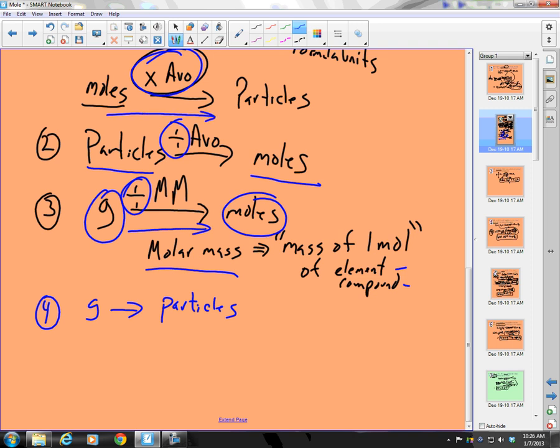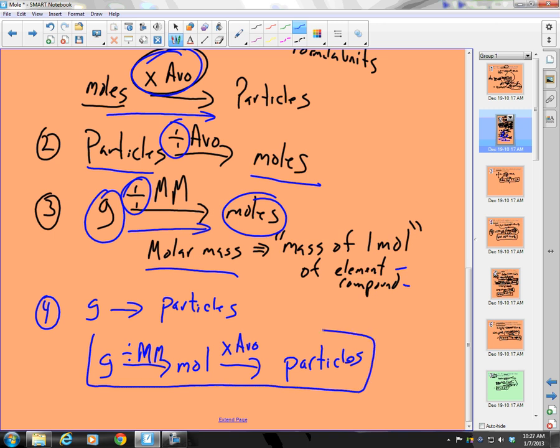We're going to go from grams to moles. What do I do to go from grams to moles? We divide by molar mass. And then how do I go from moles to particles? Well, to go from moles to particles, what do I do? Moles to particles, I multiply by Avo. There we go. So this is the way that we can go from grams to particles. Grams to moles, step 1. Moles to particles, step 2.